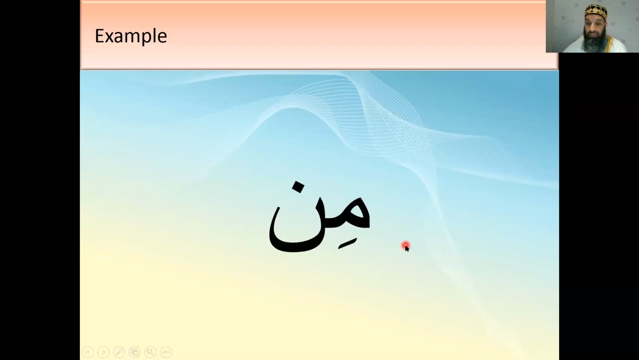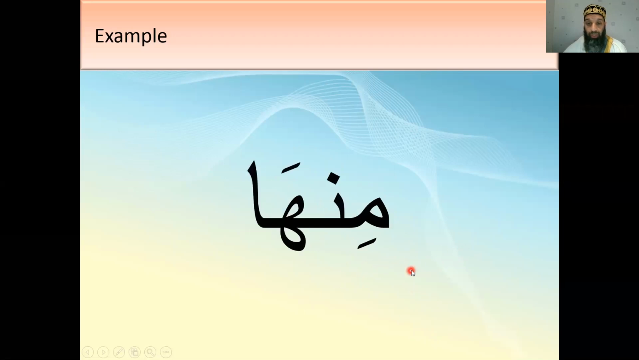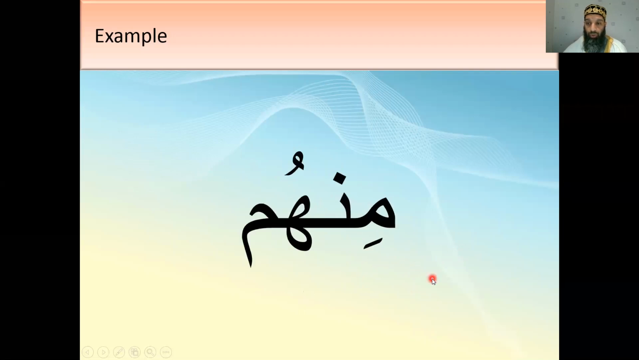And we've got min. Min means from. Minhu, from him. Minha, from her. Minhum, I left these in because I think it's really important that this one sits in. Minhum, from them. I'm going through it quick though because this is just revision. Minkum, from you all.